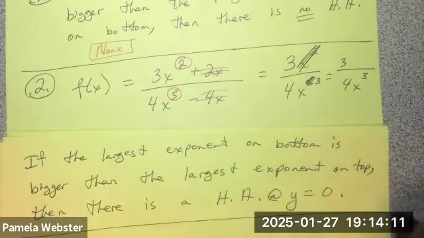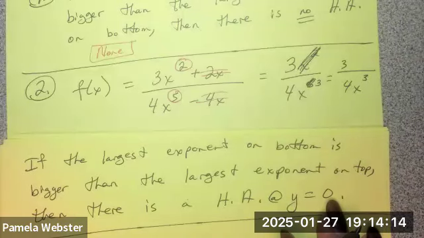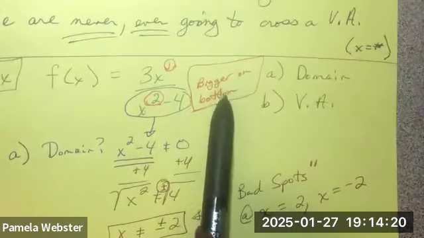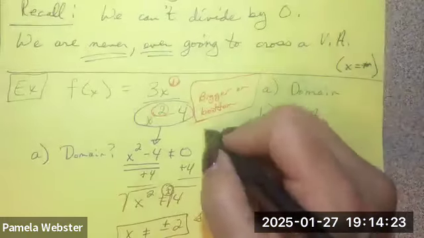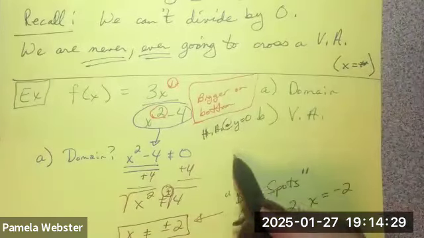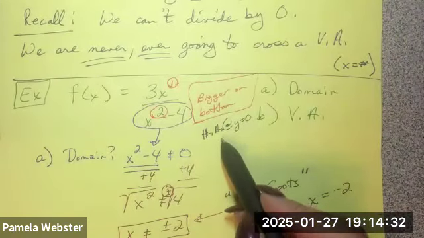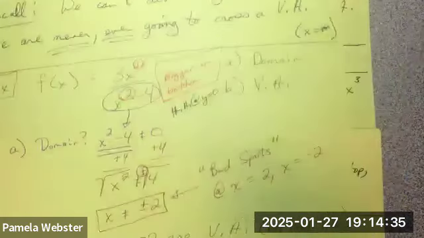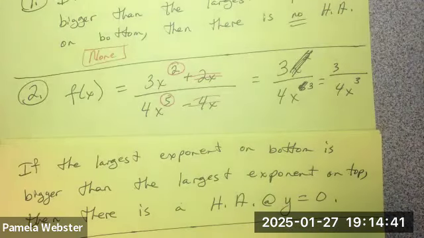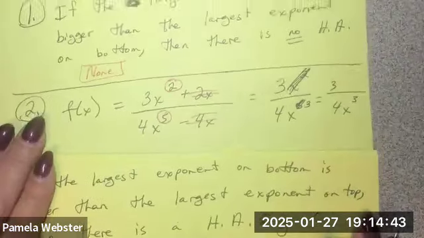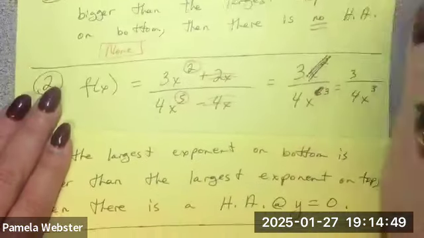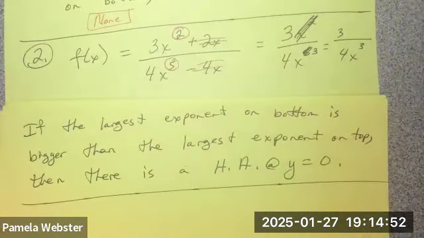That's the second rule. We haven't talked about this yet, but think about the example. We'll come back to it. It's bigger on bottom, right? So this guy's going to have a horizontal asymptote at y equals 0. The nice thing about the horizontal asymptote rule is that you're literally just comparing the top exponent to the bottom exponent, right? That's pretty nice because it's not craziness. We can look at the leading terms and figure out which one's bigger.